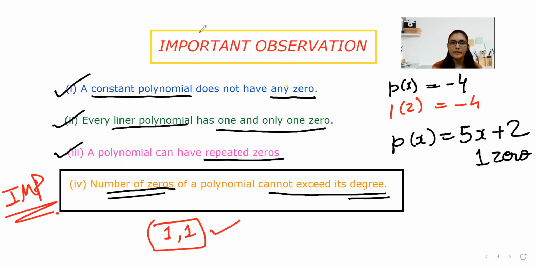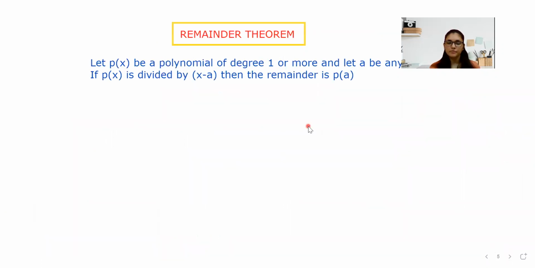So a polynomial can have what we call repeated zeros, but the total number of zeros will not exceed its degree. Okay, then. Now let's move to the next topic, that is our remainder theorem.